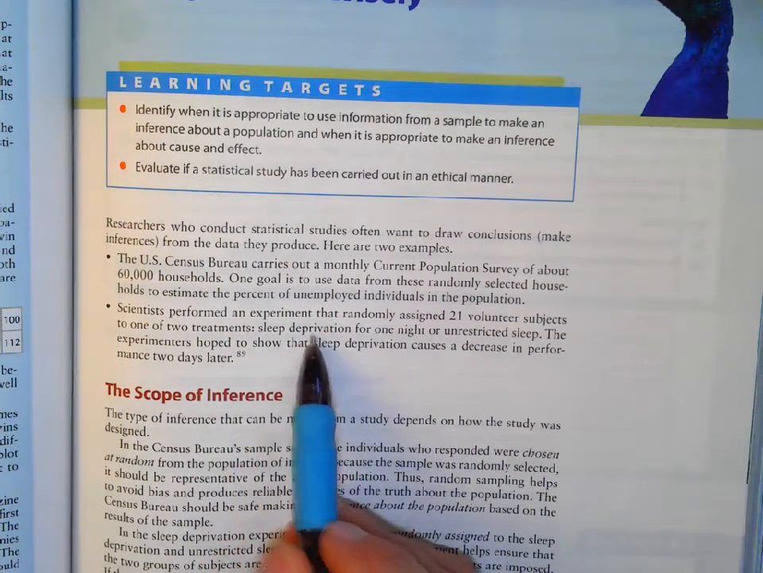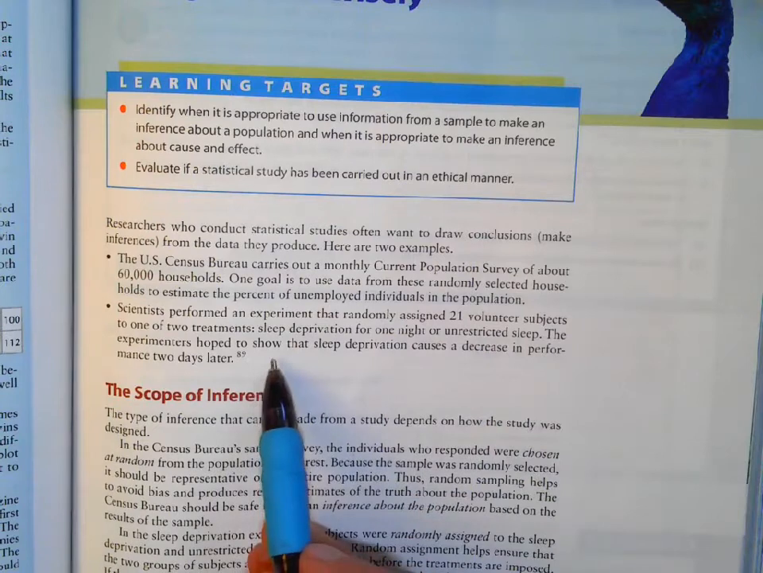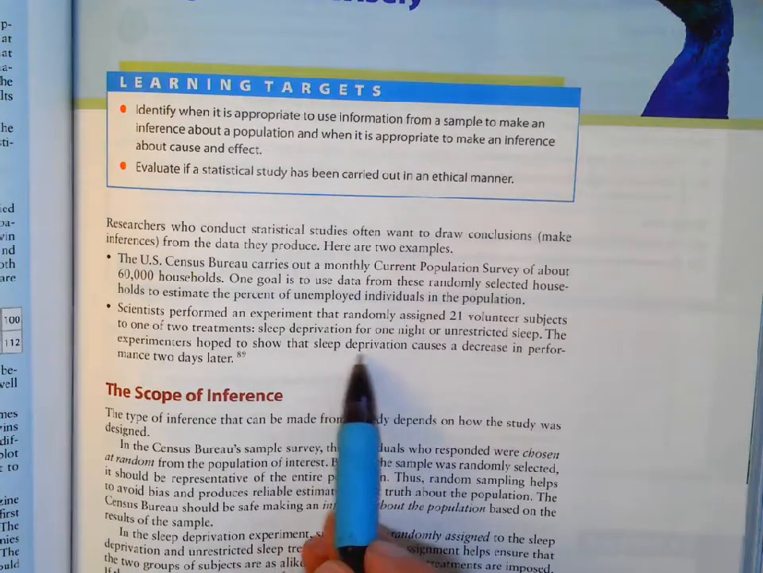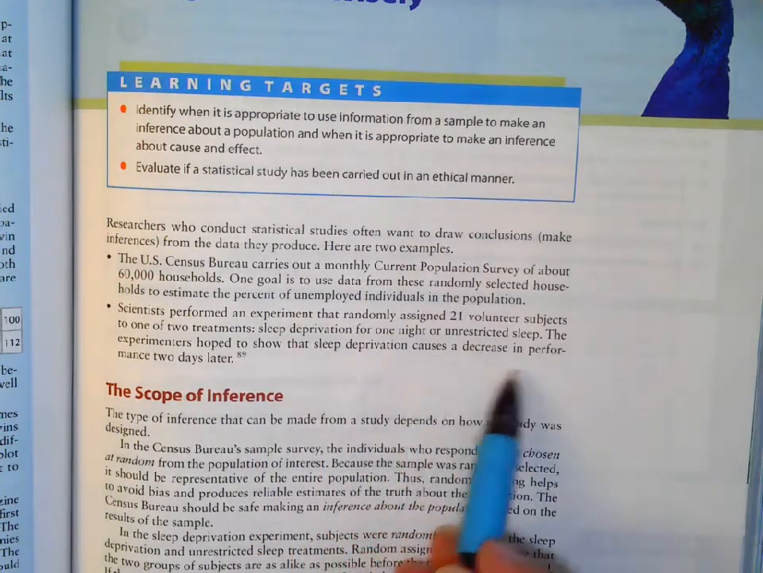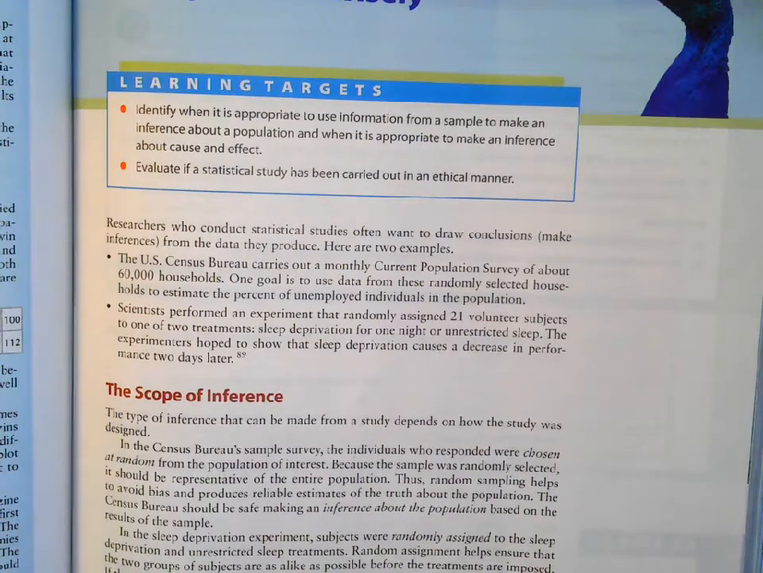Next one, scientists performed an experiment that randomly assigned 21 volunteer subjects to one of two treatments: sleep deprivation for one night or unrestricted sleep. The experimenters hoped to show that sleep deprivation caused a decrease in performance 2 days later. So with both of these, we want to ask: can I apply it to a population, and can I have cause and effect? Those are my two different questions.